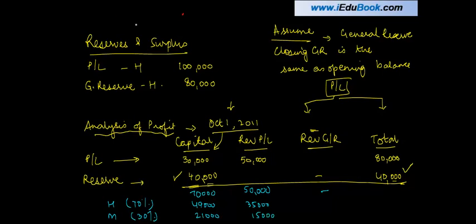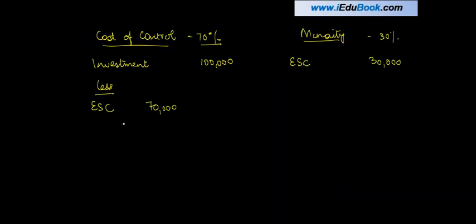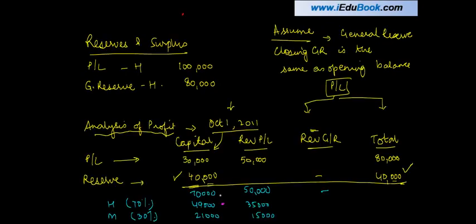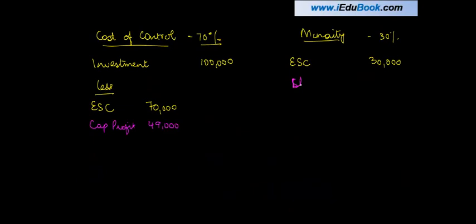Now let's start putting these numbers into their respective places. The capital profit share of the holding company will go to the cost of control, 49,000. Revenue profits of the holding company will go and add to the reserves and surplus. Revenue profit and loss of subsidiary, 35,000. The total of minority, 21 plus 15, gives you 36,000. Share of profit, 36,000 is going to go and add here.